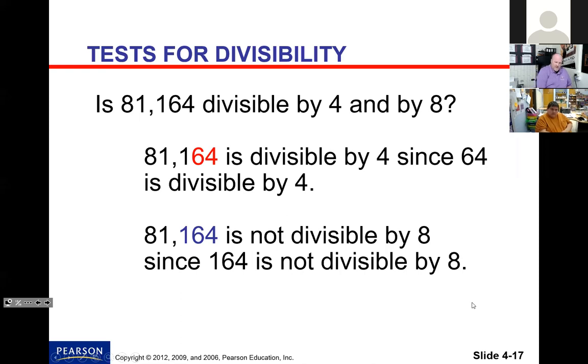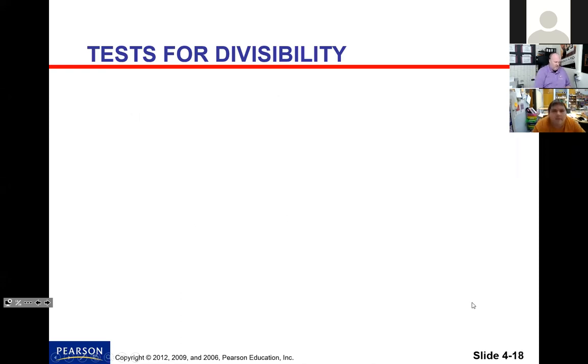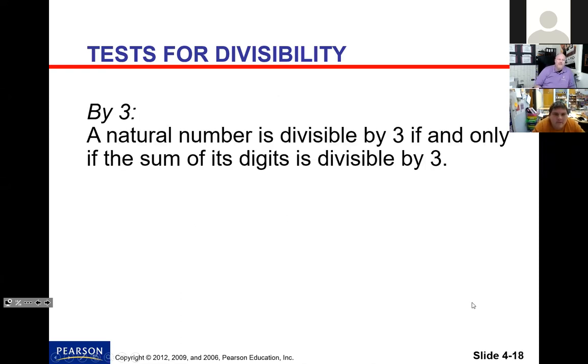So, okay. What about 3? When is a number divisible by 3? This is kind of cool. A number is divisible by 3 if the sum of its digits is divisible by 3. So you take the number, add the digits all together, and if that number is divisible by 3, then the whole thing is divisible by 3. Some of these concepts you might never have heard of before. Some of you might know these, and for some this might be really new. Not a big deal.